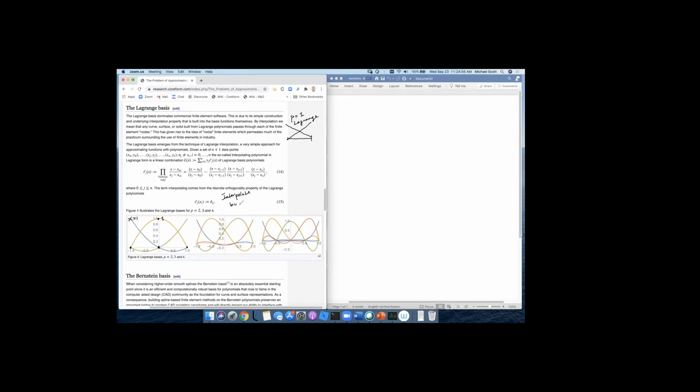They interpolate by definition, which means if you have some function written as a linear combination of Lagrange polynomials, where you take sample points of f, let's say at some locations xi, and then you multiply it by the i-th Lagrange polynomial. Let's see.